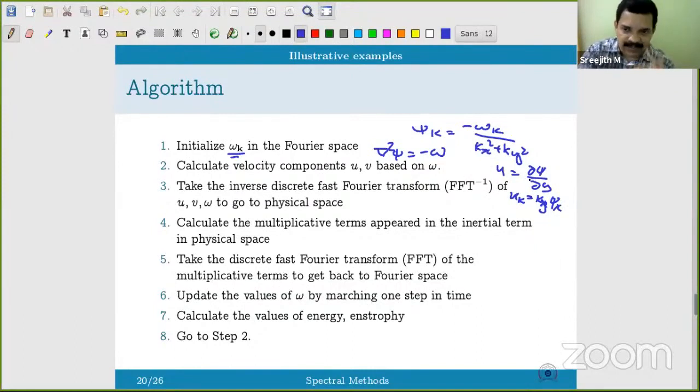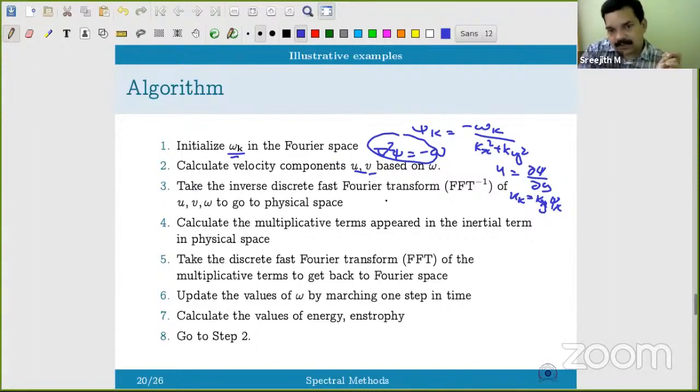So finding the derivative is easy in the Fourier space. Also, solving the Poisson equation is very easy here. That means psi k is equal to minus omega k by kx square plus ky square. For each wave number you can calculate this one. So that is easy in the Fourier space. Using this equation, you can calculate the velocity components u and v.